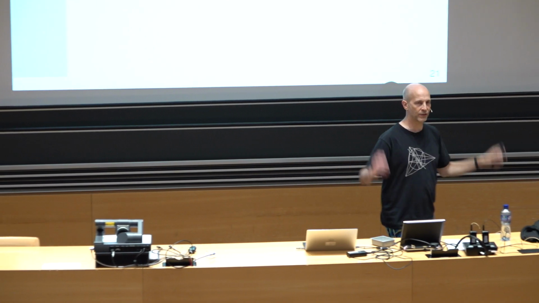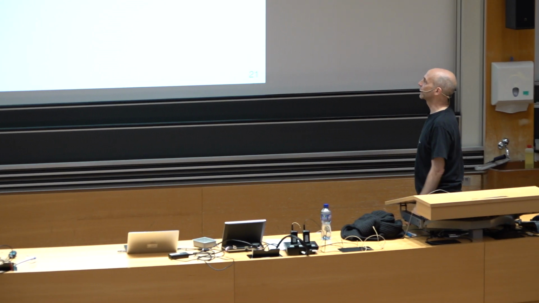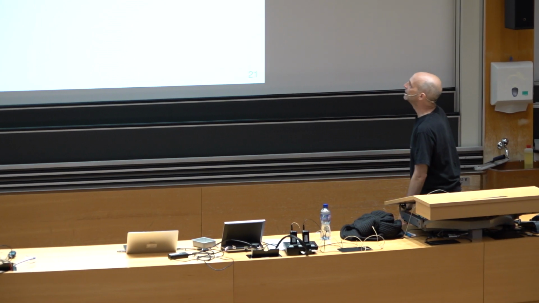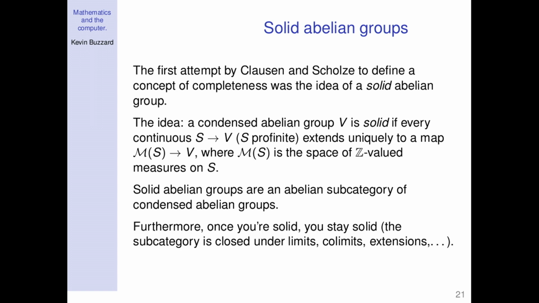So there's a definition of this, but you don't need to memorize it carefully. This is not really going to come up again. This was their first idea of completeness. So there's just some criterion, and you can prove theorems about that criterion. One of the things they prove is that solid abelian groups form an abelian subcategory. Really, once you're solid, it's really hard to stop being solid. Once you're solid, you stay solid.